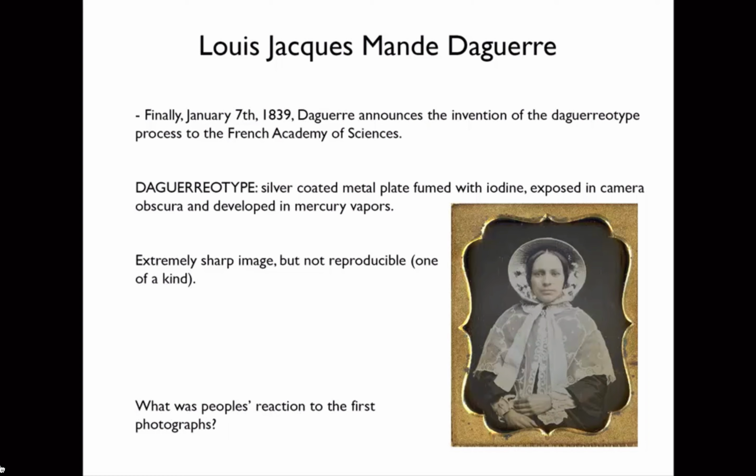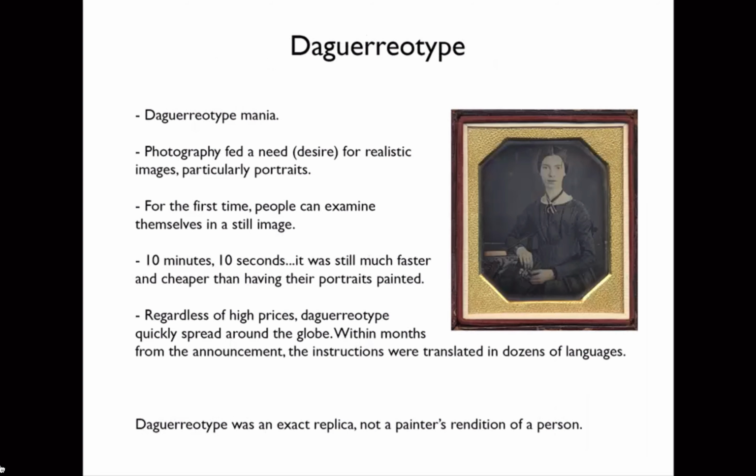So there were good sides because finally we have this realistic image, but there were also bad sides because it was only one of a kind. Now, I'm interested, what do you think, how did people react to these first photographs? Now, we have something immediately after the invention of photography or announcement of the daguerreotype. We have something which is called the daguerreotype mania, because now photography fed this need and desire for realistic images that was boiling for hundreds of years before that.